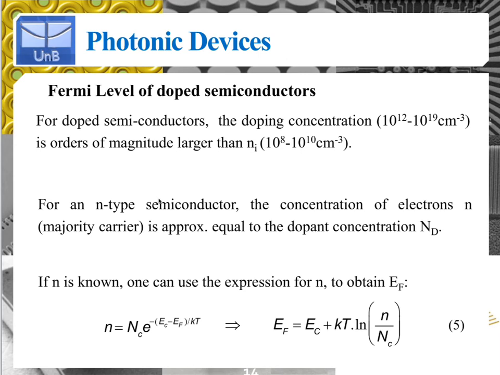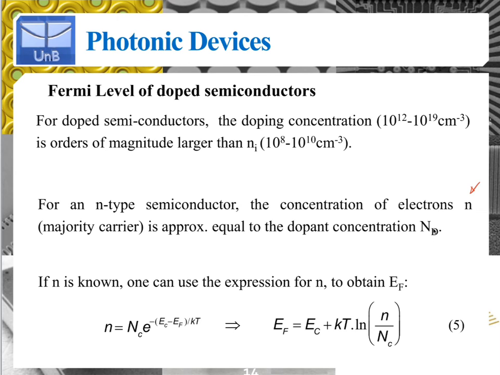And therefore, for example, for an N-type semiconductor, the concentration of electrons is approximately equal to the dopant concentration. So if you dope the material with Nd donor atoms, it's going to have Nd electrons added to the conduction band, and the electron carrier concentration can be taken to be equal to the amount of dopants that you introduce.